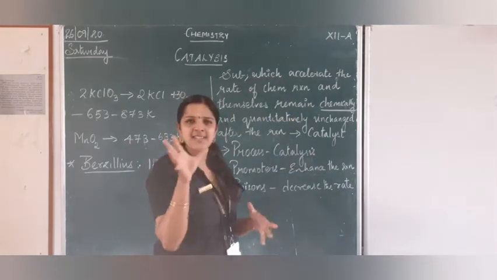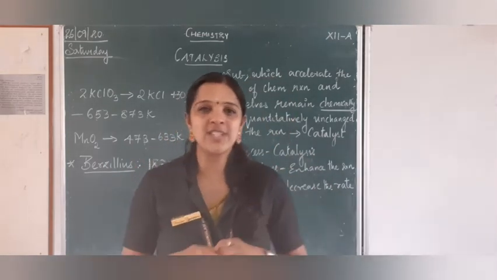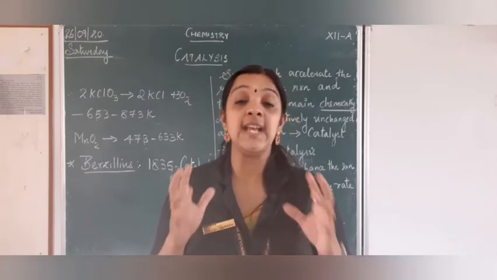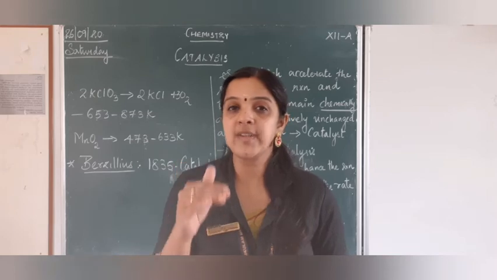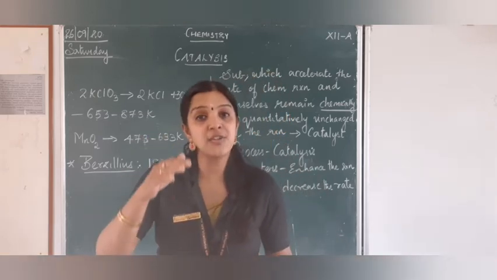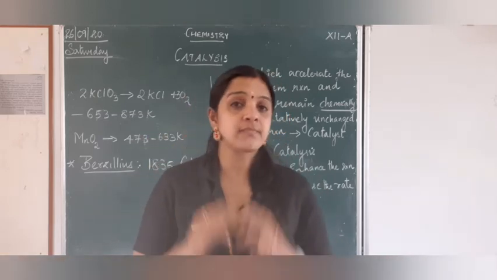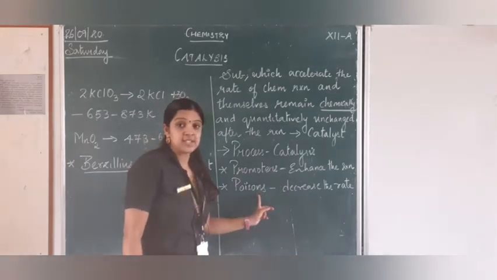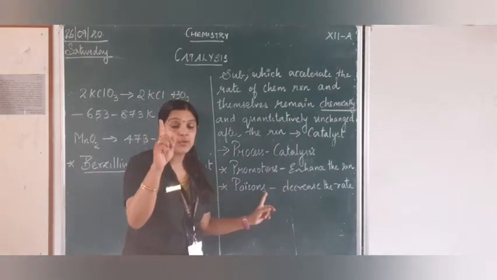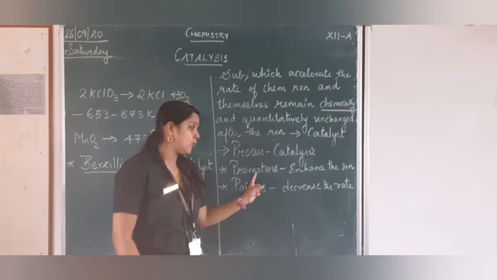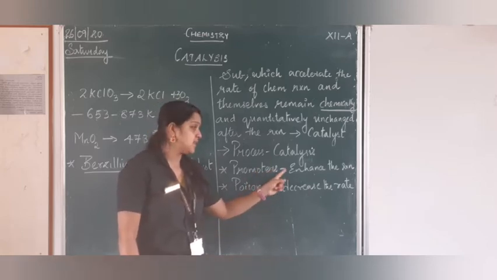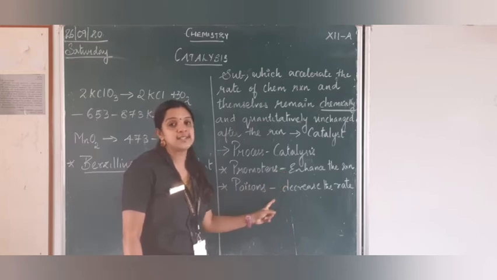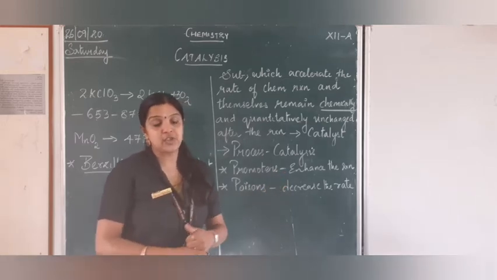And what are poisons? Poisons are something which is toxic, which does not allow the reaction to take place at a good rate. They decrease the rate of reaction, they reduce the rate of reaction. Such substances we call poisons. It comes in a 1 mark question. So remember what are promoters and what are poisons. They both are catalysts. This enhances the reaction and this decreases the rate of reaction.